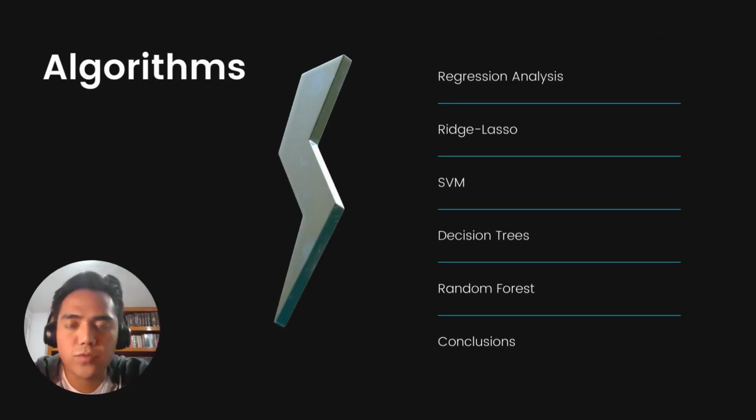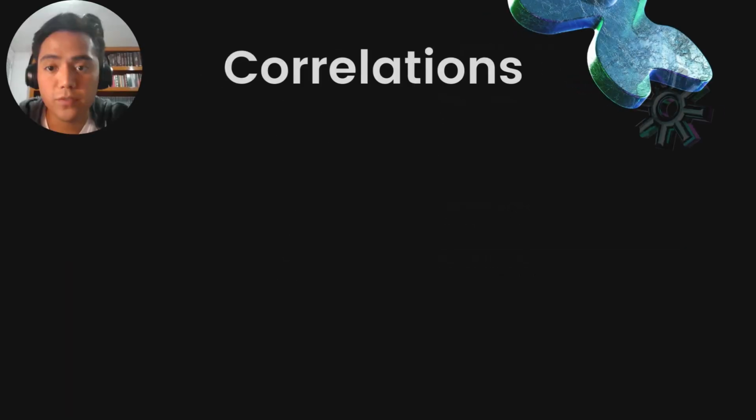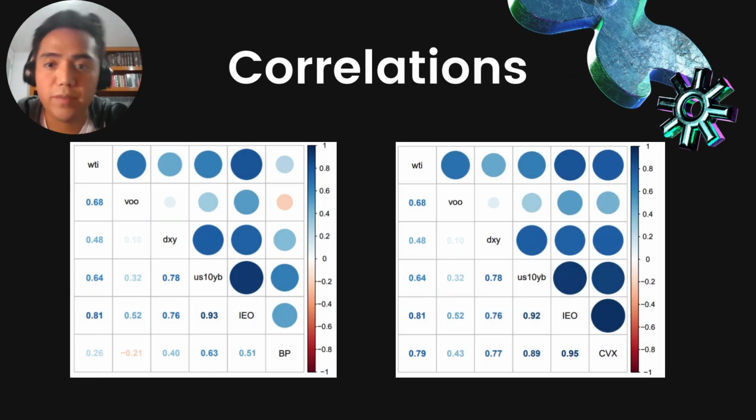To create the solution, we selected a group of 5 different stocks and did different analyses to create machine learning algorithms to optimize our models for portfolio investing. First of all, we're going to start with a regression analysis, ridge lasso, support vector machine, decision trees, random forest, and finally my conclusion.